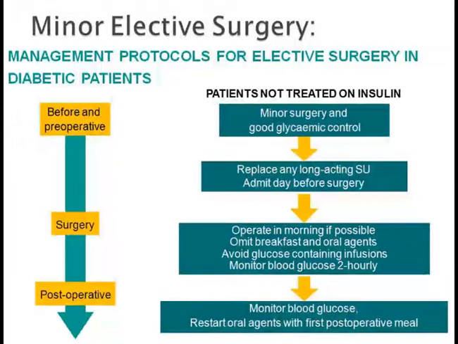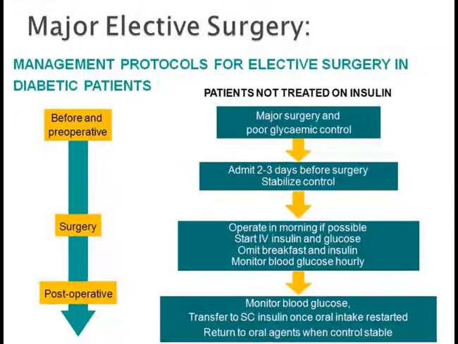For patients with minor surgery who are going to miss only the morning meal and who already have good glycemic control, the longer-acting sulfonylureas can be replaced with shorter-acting sulfonylureas. They can be operated on in the morning. Omit the morning OHA when you omit the morning breakfast, and when the patient is ready to take food, the OHA can be taken with the next meal.